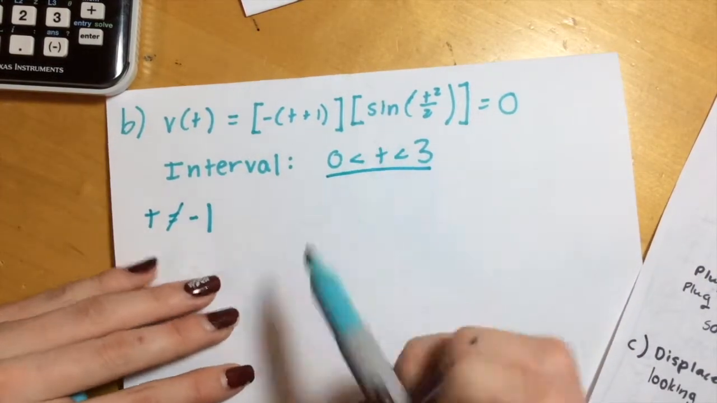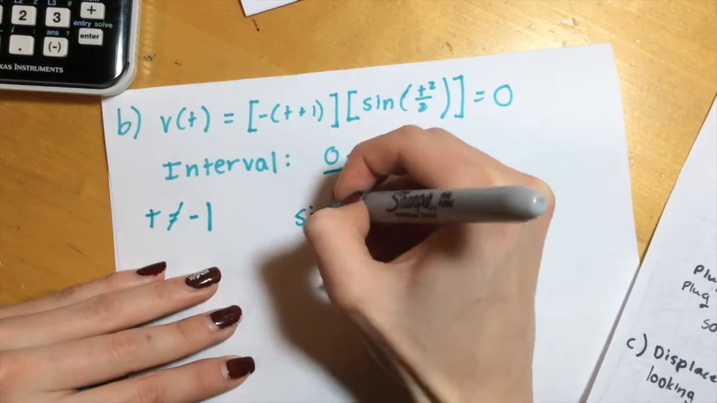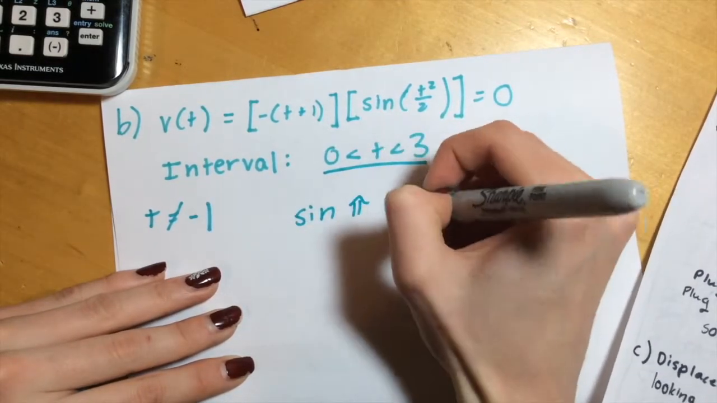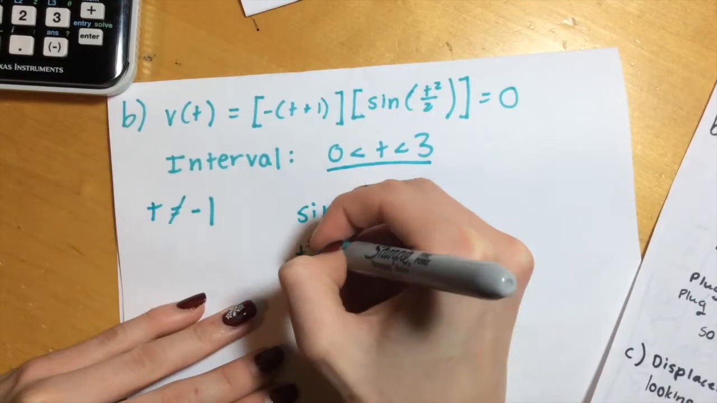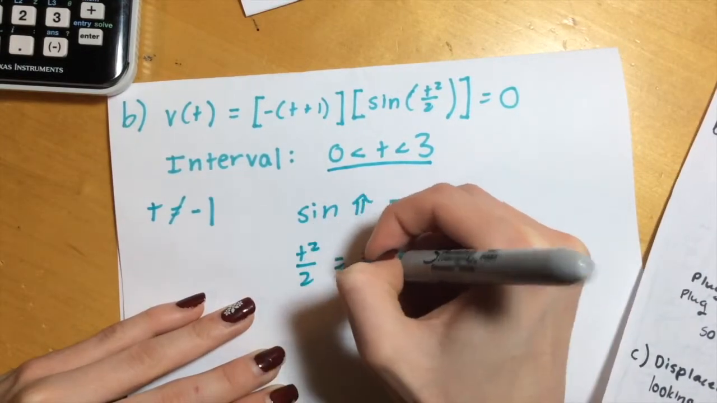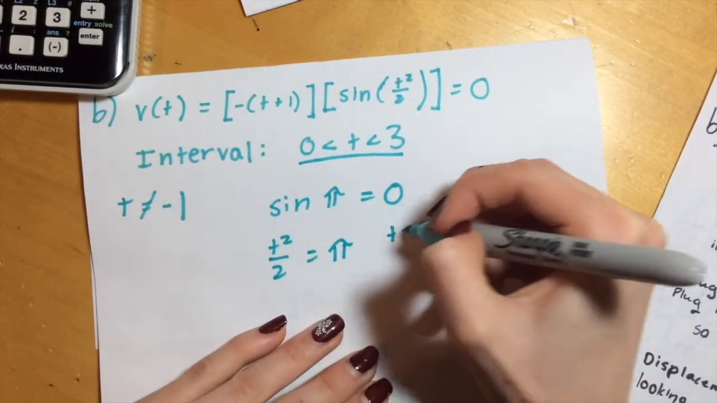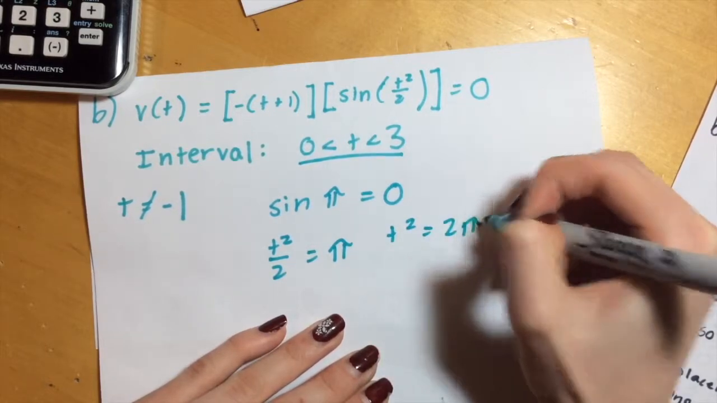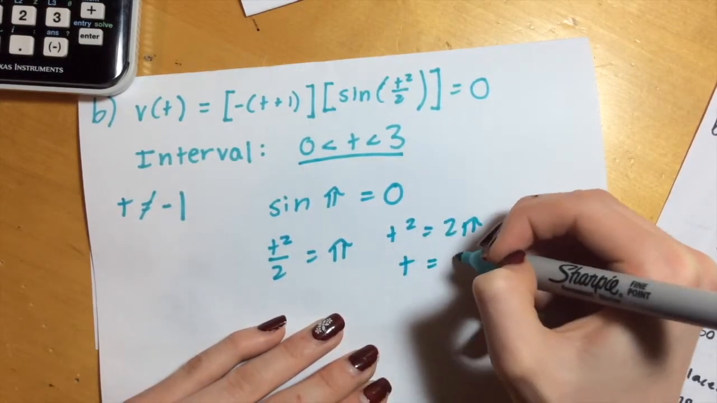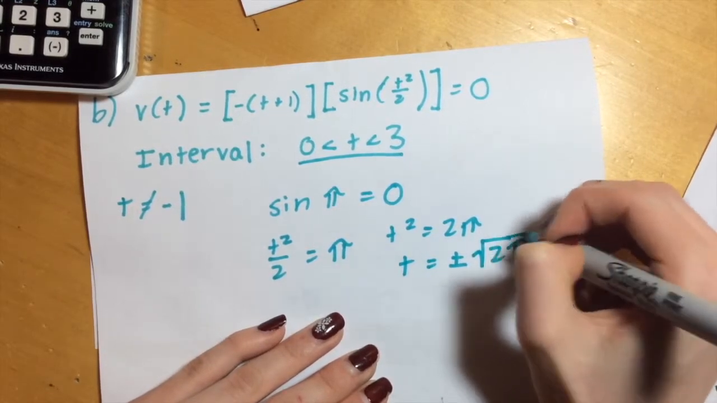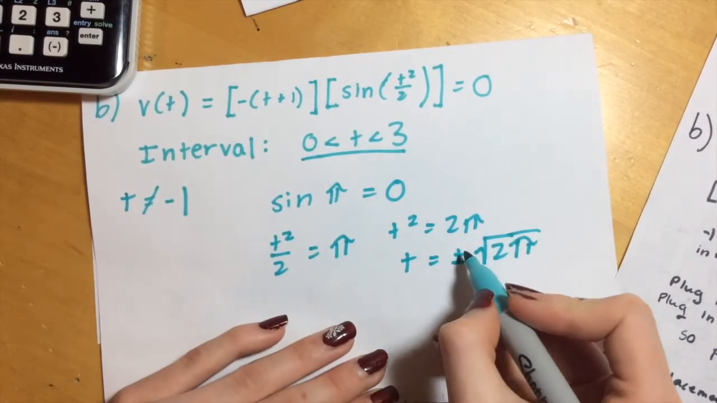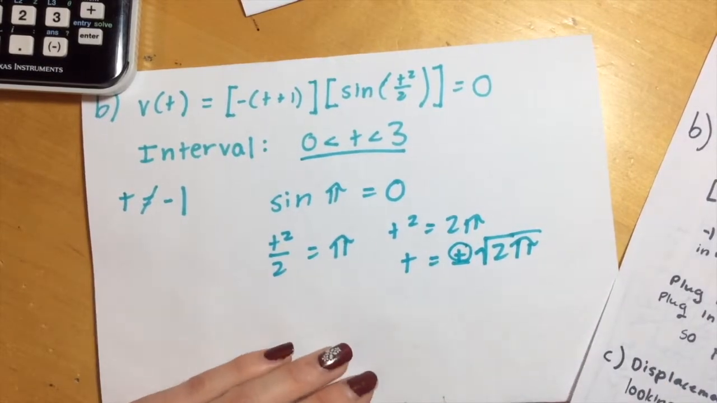So for the second part, we know that sine of pi is equal to 0. We also know that sine of 0 is equal to 0, but then t would equal 0, which is not on the interval. So we want to set t squared over 2 equal to pi, cross multiply to get t squared equals 2 pi, and t equals plus or minus the square root of 2 pi. And only the positive root is on the interval, so we're just going to keep the positive one.